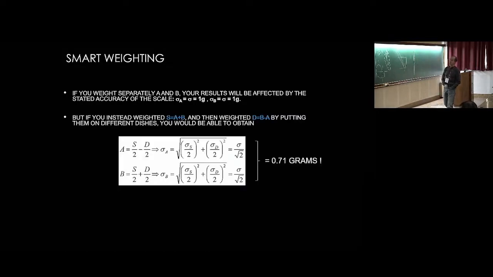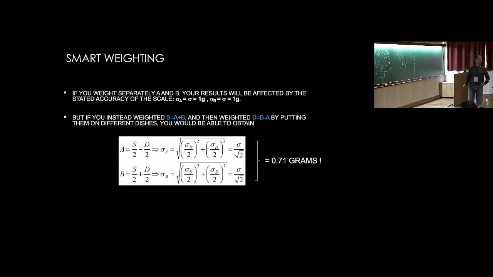If you weigh separately the two objects, your results will be affected by the stated accuracy of the scale, so you will have uncertainties that are exactly 1 gram. That's what you paid for. You paid €1, you get an accuracy of 1 gram on the weight of A and on the weight of B. But if you know error propagation, you might come up with a better idea.